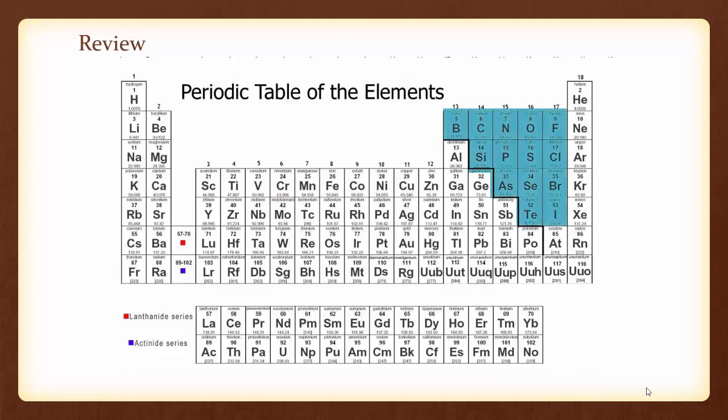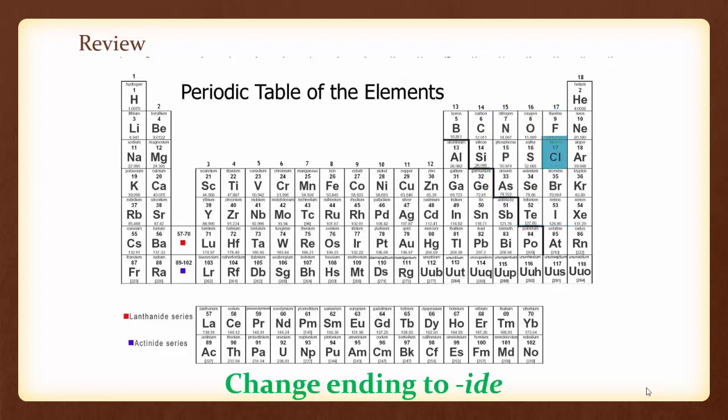For the representative nonmetals, which is sort of redundant since all of the nonmetals are in the representative section, you need to change the end of the element to IDE, and that takes care of it. So for example, if you look at chlorine, when it becomes an ion, it becomes chloride. So now it's on to a new topic.